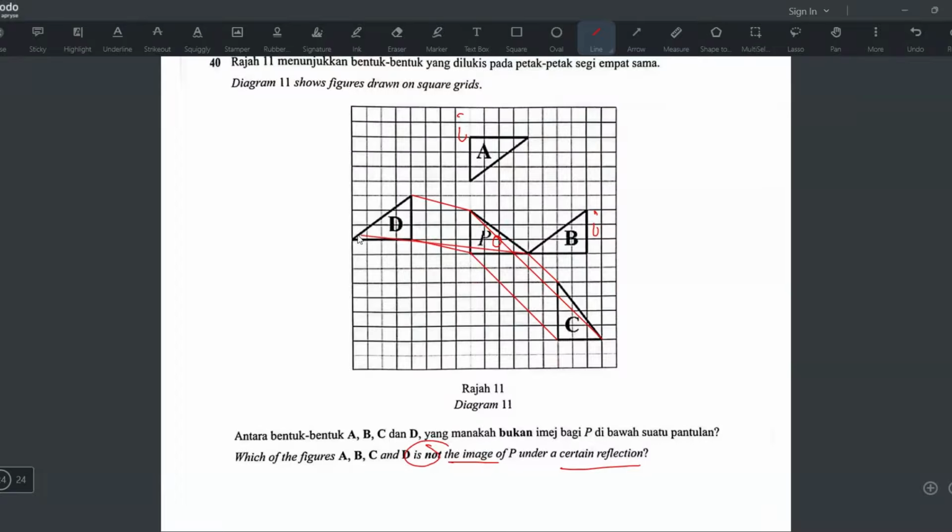Okay, I can tell the answer is D already. Yeah. Let me tell you why. Because reflection, when you join the corresponding point, dia punya line mesti semua parallel one. So D is not the image lah. C can be the image of reflection, but D cannot. And the soalan asks which one is not the image of P under reflection. So D is the only one, because when I join the line tadi, all the lines are not parallel. Yeah. So that's why D is the answer.